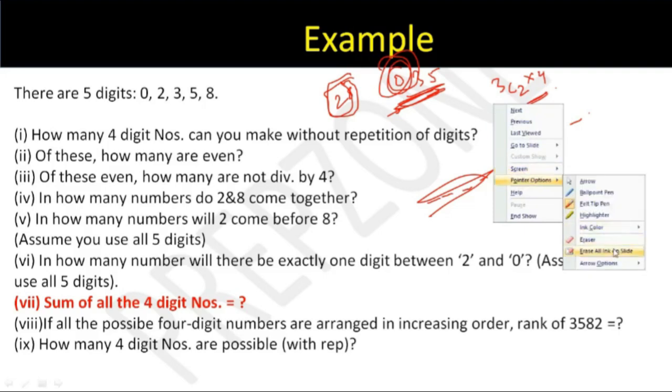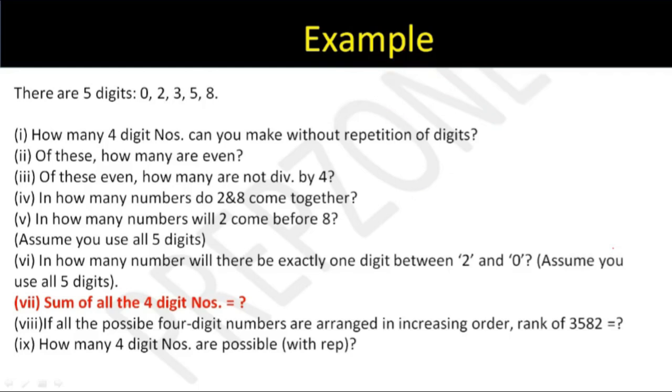Now let's see how many of you can solve the fifth one. Now in the fifth question, assume you use all the 5 digits, right? Which means we are talking about a 5-digit number now. From the fifth question onward, we are talking about a 5-digit number. So how many 5-digit numbers can you make where 2 comes before 8? Okay, a couple of students have already done it. Awesome. Shubham, Sheetal.